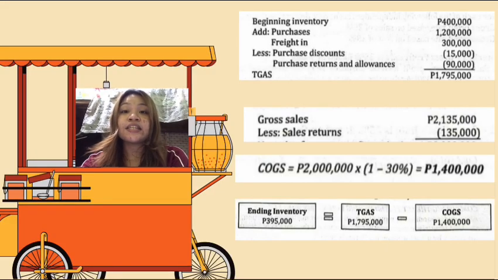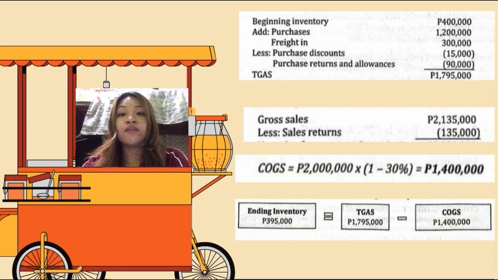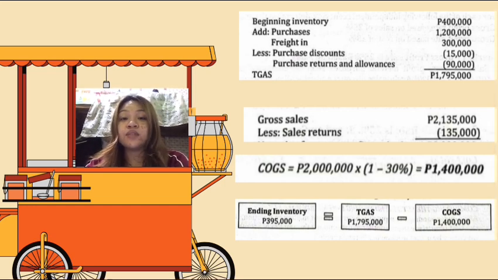So now let's answer the illustration. The following procedures are relevant in determining the estimated ending inventory. First, determine the amount of TIGAS. First is the beginning inventory of 400,000. Add purchases and freight in, which is 1,200,000 and 300,000, less the purchase discounts and purchase return allowances, which is 15,000 and 90,000, for a total of 1,795,000. For the computation of the TIGAS, purchase discounts and purchase allowances are deducted from the gross purchases.